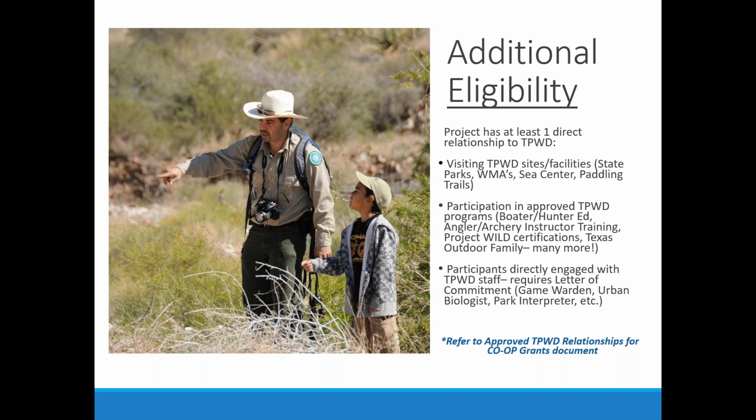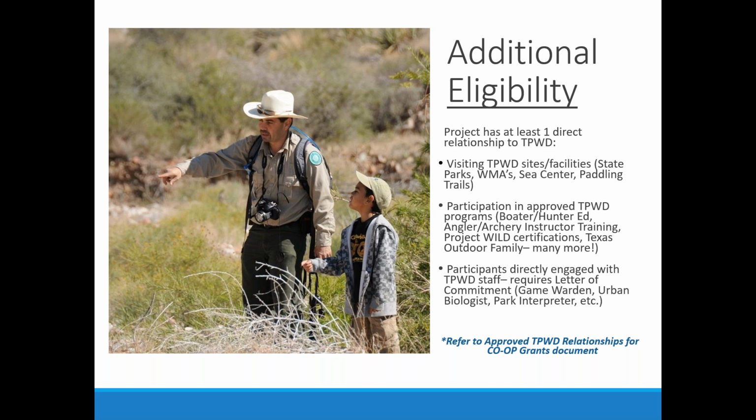Applications must, we're still talking about eligibility, reflect at least one direct approved relationship with TPWD. We do have a handout. The TPWD approved relationships are available in the resource section. You can find that on your control panel. It was also sent out with the confirmation. Thank you, Jessica. And it's also on page 5 of your program guidance.